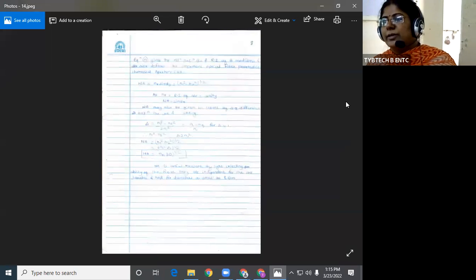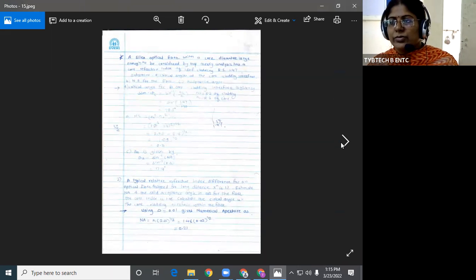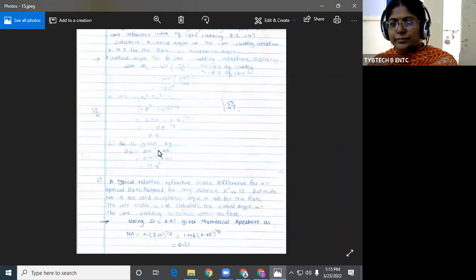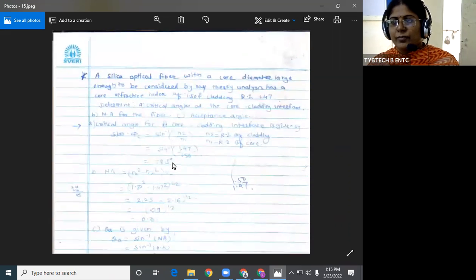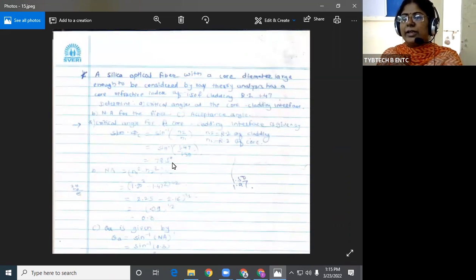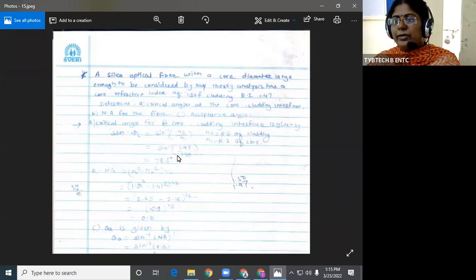We have revised all those basic points, and the numerical we have started. In the numerical, n1 and n2 values are given, and it is asked to calculate the first one, critical angle, then numerical aperture and acceptance angle. Then how will you calculate that?